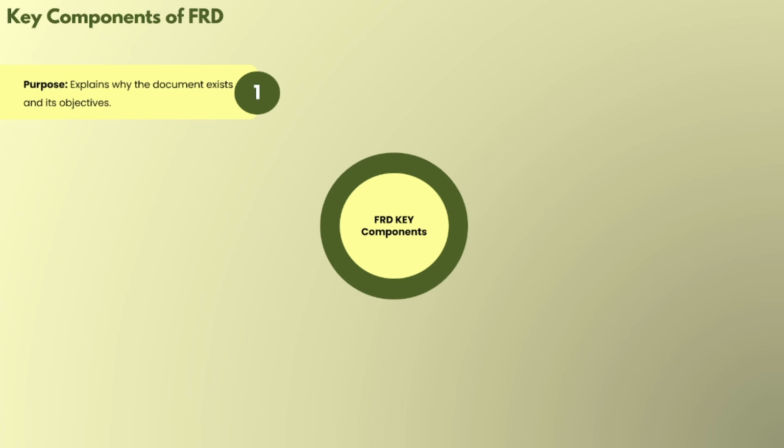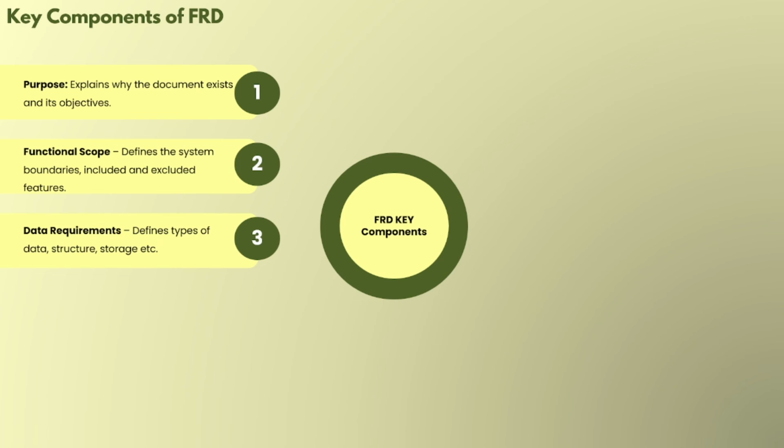So what is purpose? It explains why the document exists and its objective. So this is the intro part. It tells us why we are creating the document and what we want to achieve with it. Then functional scope: it defines the system boundaries, included and excluded features. We clearly state what the system will do and what it won't, so there is no confusion later.